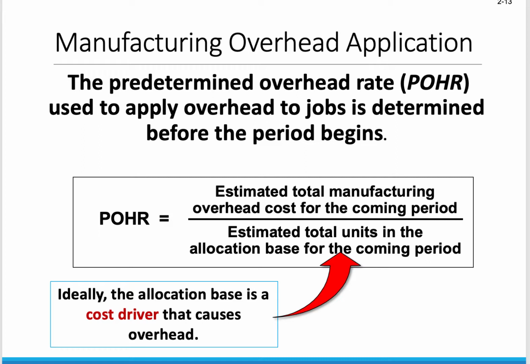Did it come from us using machines? Then we should use machine hours. Did it come from, we have all this overhead as a result of all this indirect labor that we have? Well, then guess what? We should use either direct labor hours or direct labor dollars to allocate that estimated overhead. Okay, so theoretically, you want to pick a cost driver that causes those costs. However, in this course, in the problems, we're going to tell you what the allocation base is.